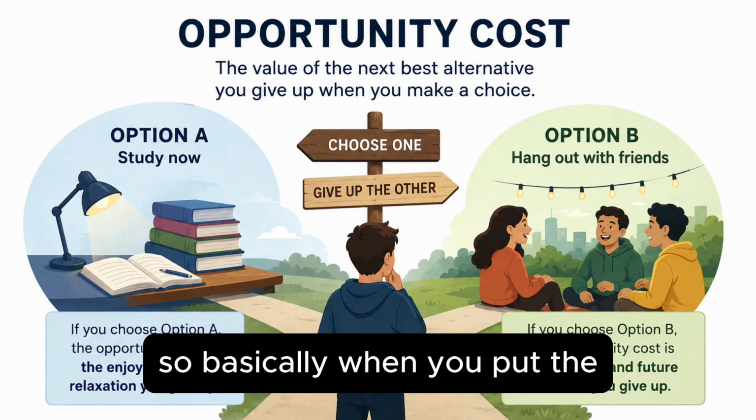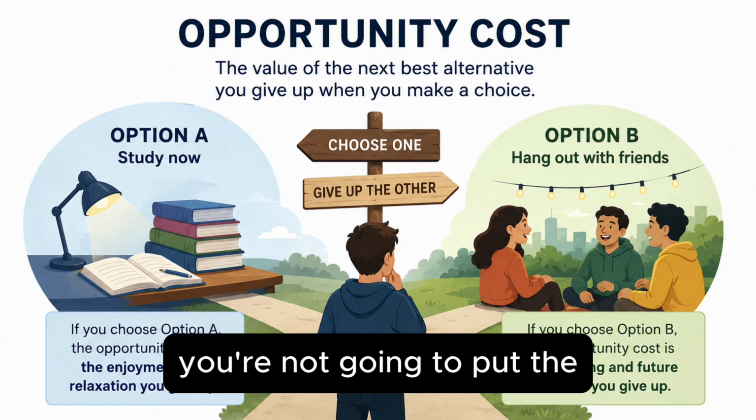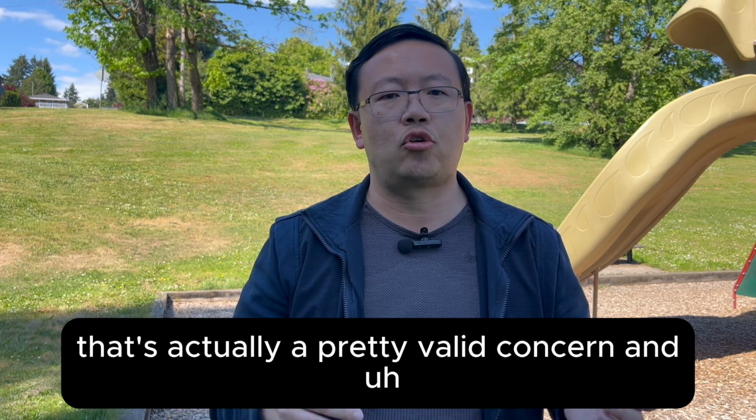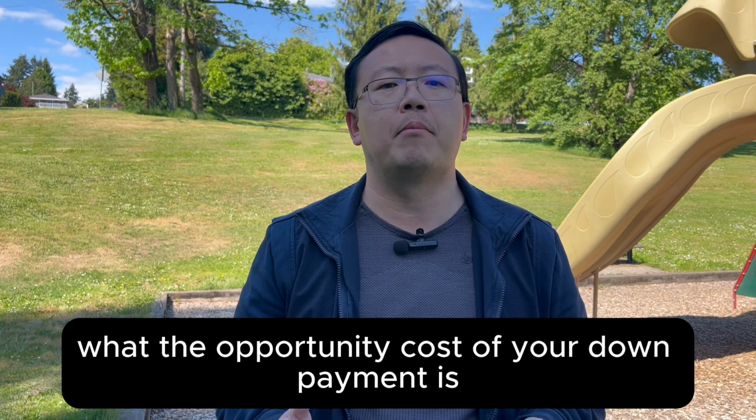So basically, when you put the $100,000 on a down payment, that means you're not going to put the $100,000 into the stock market to help you make more money. That's actually a pretty valid concern. And first, we need to figure out what the opportunity cost of your down payment is.